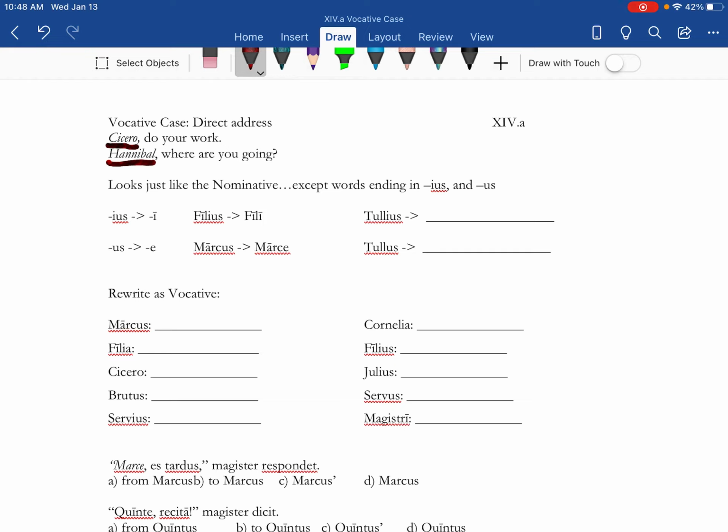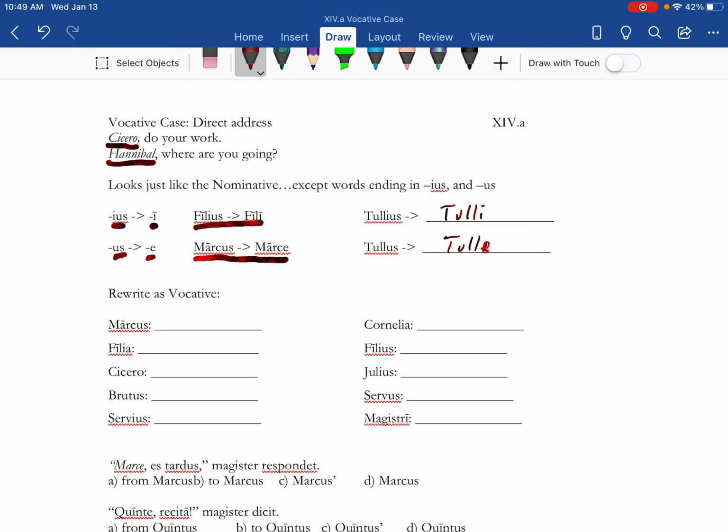Two exceptions that we need to worry about. If a word ends in ius, that's going to go to an I. You can see this with filius to fili. So in Tullius, if we follow the same pattern, this is going to be Tuli. And then the second is US to E. You can see this with Marcus goes to Marke. And so Tullus is going to become Tule.